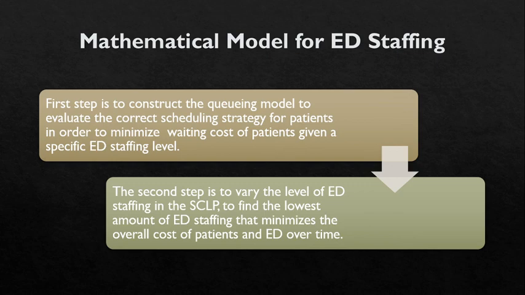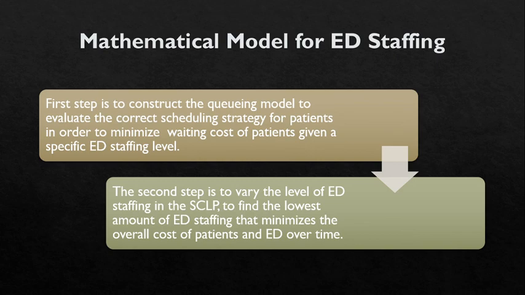So we address the emergency department staffing problems in two steps. In the first step, we construct a queuing model to determine the appropriate scheduling policy for patients to minimize the waiting cost of patients given a specific emergency department staffing level. And in the second step, by varying the emergency department staffing level in separated continuous linear programming, we can find the least staffing level for emergency department, which minimizes the total cost of patients and the emergency department for the time interval. The patients who leave without being seen are ignored, and the emergency department system tries hard to accommodate the patients who wait until seeing the physicians.